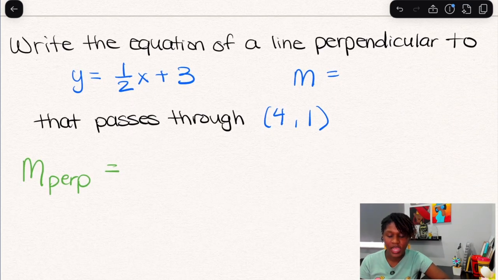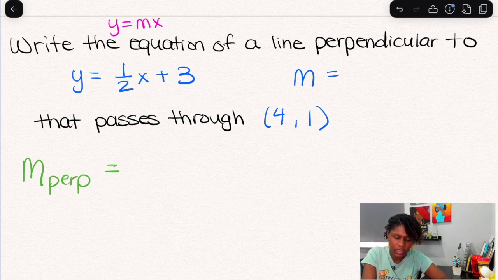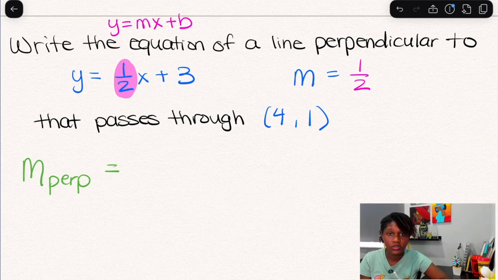Write the equation of a line that is perpendicular to y equals 1/2 x plus 3. The first thing that you want to do is identify your slope in the line that they gave you. So I'm going to start by writing y equals mx plus b to help me identify my slope, which is right there. And then I'm going to write it down, 1/2. And now to find the slope of my perpendicular line, I'm going to flip it and change the sign. So if I flip 1/2, I'm going to have 2 over 1, or just 2, and then I want to change the sign. So it goes from just 2 to a -2.